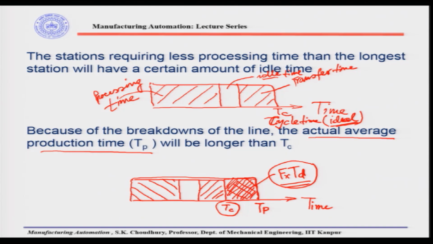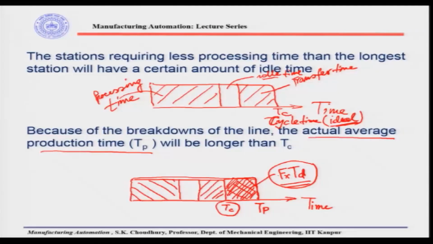Now, this cycle time, as I said, I am just reminding you, is the ideal cycle time, and this happens if nothing happens in the line. That means there is no breakdown in the line, and 1 upon TC will be the ideal production rate. This is the maximum production rate that we can get.